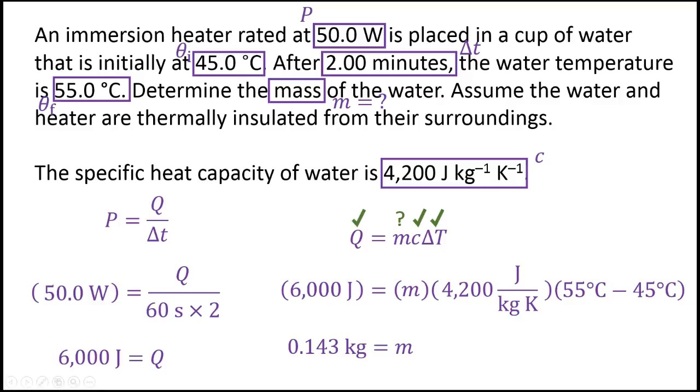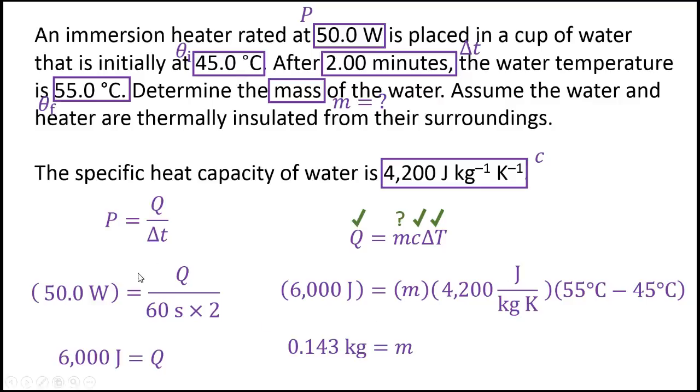So what did we do? What was our roadmap? Well, we had to find the Q so that we could use Q equals m c delta T. And we found Q by using the power equation because they gave us the power and the time. Whenever you have the power and the time, you can find the heat or the energy transferred or the work done, depending on which power definition you're using.